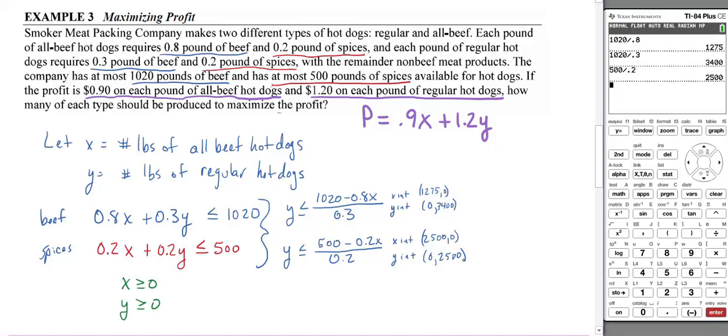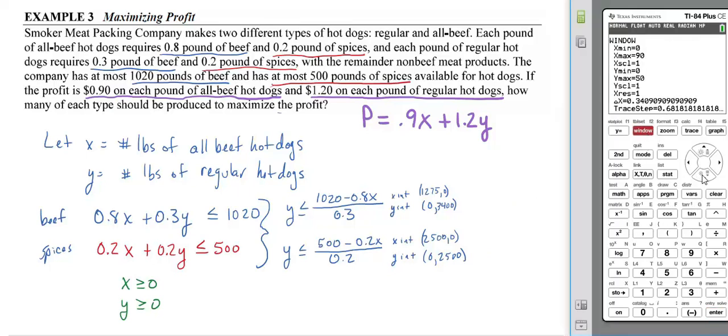So when we're looking at the windows, the highest x value I have is 2500, and the highest y value that I have is 3,400, and then we can fine tune after that if you want to do that. We can see this is the area that's the feasible region. Anything in here is going to be a combination that satisfies the problem, but we want to optimize that. So we're going to try and maximize this profit function.